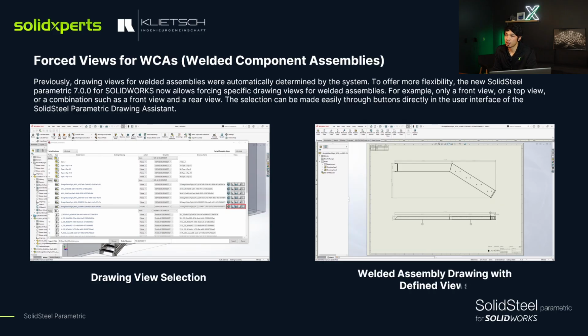More improvements for our drawings. This one is actually concerning our welded assemblies. Now you can actually create some forced views. Previously, the software did choose these views for your welded component assemblies automatically, and now you can actually force specific views. Imagine front only, top only, rear and front, or any other combination that might be useful for you. The UI now includes dedicated buttons for choosing between those different views, which gives our designers much more control over the information that they would like to display or show to somebody else.